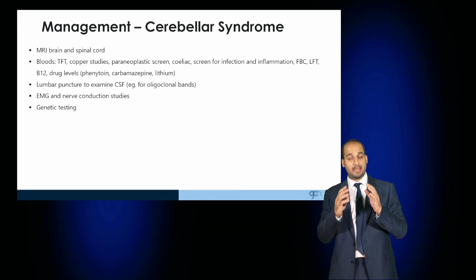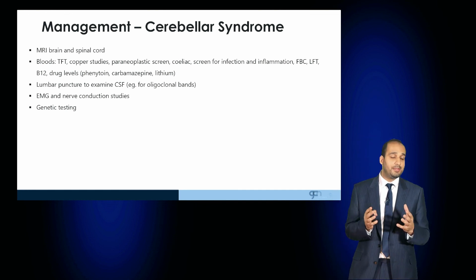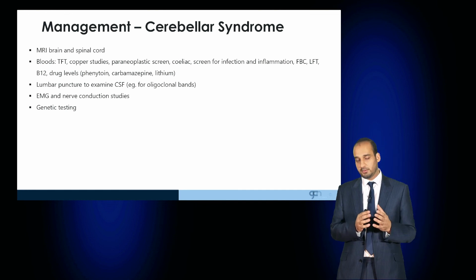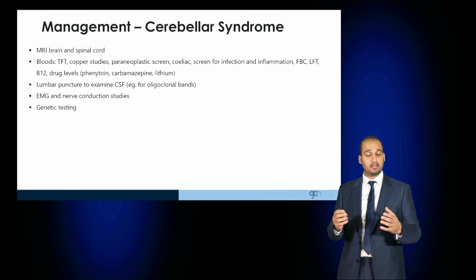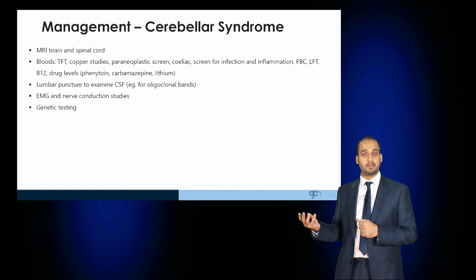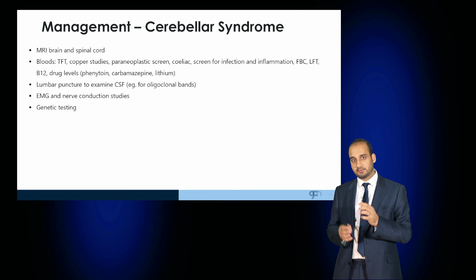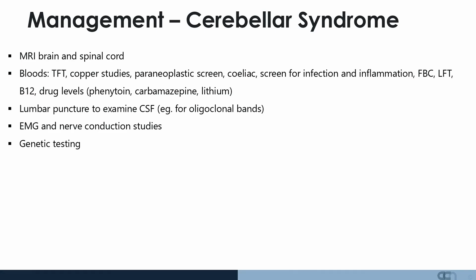It's important that an MRI is performed of the brain and the spinal cord, and bloods to rule out other etiologies, including thyroid function studies, copper studies, a paraneoplastic screen, as well as bloods to detect infection and inflammation, are tested. Importantly, B12 levels, drug levels for phenytoin, carbamazepine, and lithium, and any other drugs that can affect the cerebellum should be tested for in case the patient has excessive concentrations on board.